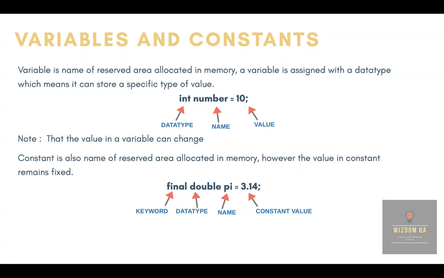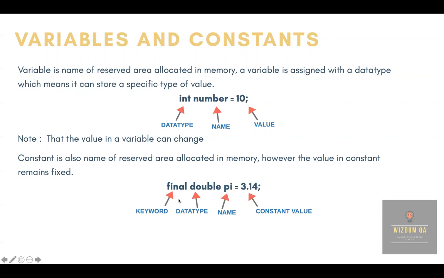On the other hand, we have constant. A constant is also storing a value in a specific location in the memory, but with a constant, you will not be able to update that value anymore. You will only use a constant in a situation where you know that particular value is not supposed to be changed.